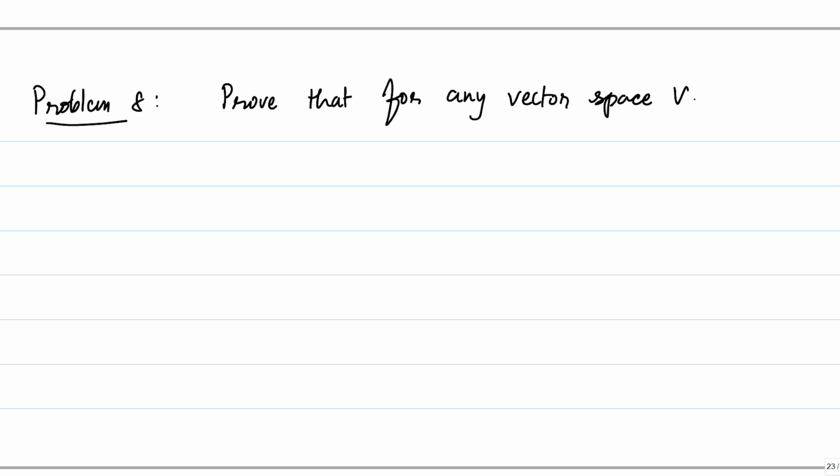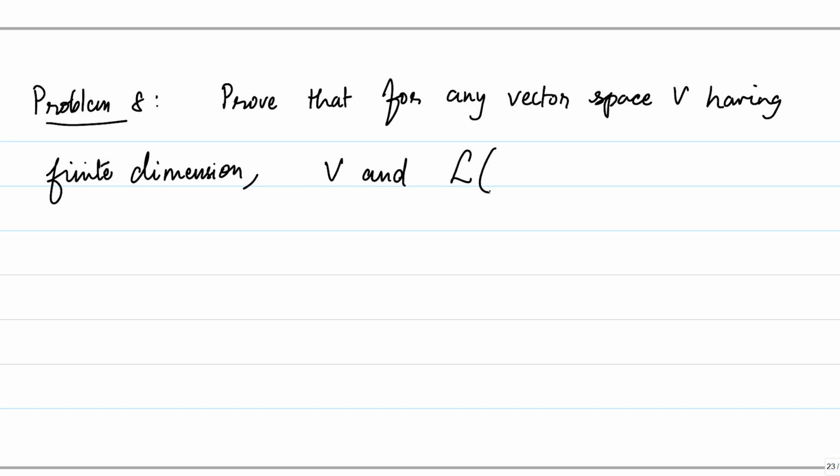So the next problem demands that we prove two vector spaces as being isomorphic. So problem 8. Prove that for any vector space V having finite dimension, the vector spaces V and L of R comma V are isomorphic.